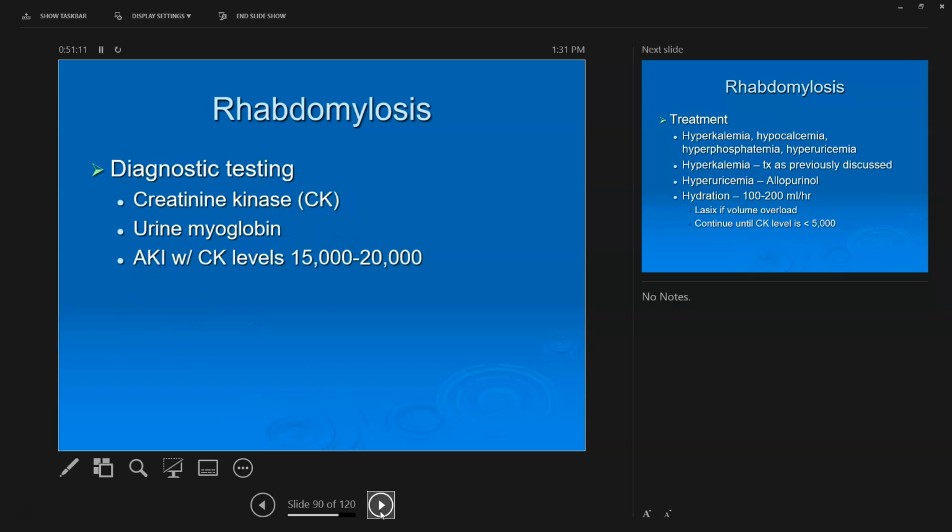So know that with rhabdo, obviously you're going to check a CK level. Also check a urine myoglobin. That's the myoglobin from the breakdown of muscle, which can then be excreted in urine. And also know that usually when their levels are about 15,000 to 20,000, that's when you may see acute kidney injury associated with it. You should continue fluids on those patients until the level is less than 5,000, is the rule of thumb.